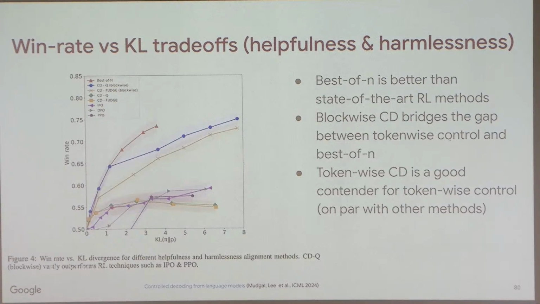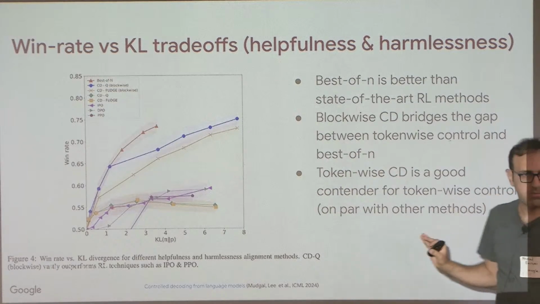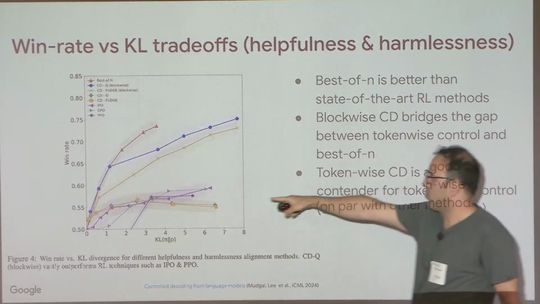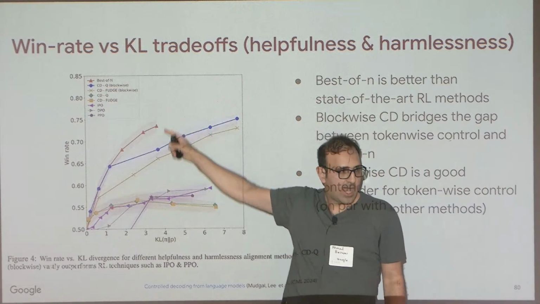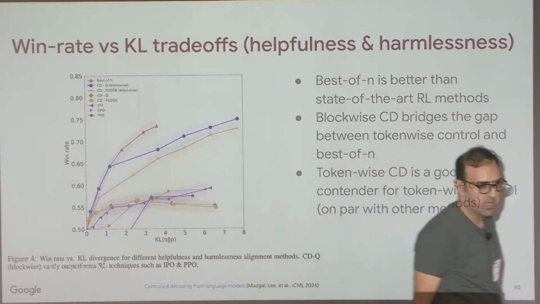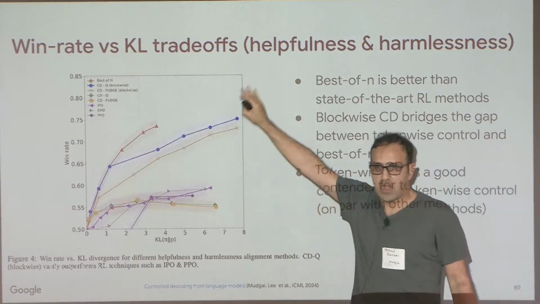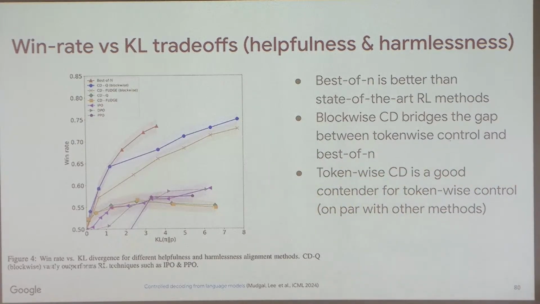And all of them, if you tune them, all methods are pretty much the same. So tuning is all you need. But there is a huge gap between what you can do and what you get with the token-wise methods. And that's something that I'm interested in closing, that gap. I don't know how to close it. Okay.